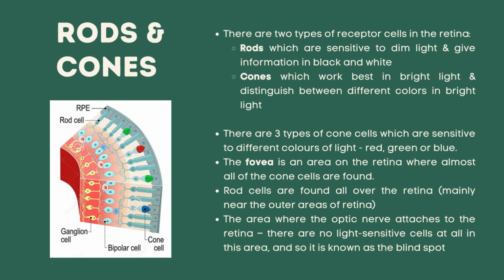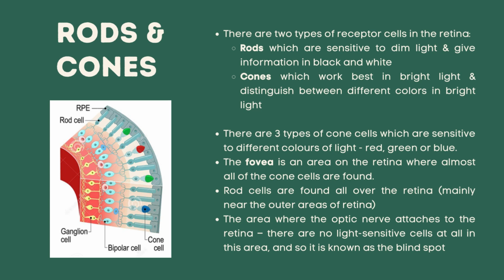Our retina contains two types of receptors, which are the rods and the cones. Rods are mainly found on the outside edges of the retina. They are very sensitive to light, so they work well in dim light, like at night. There is one kind of rod which gives information in black and white. So rods give information in black and white, they do not give information in color vision.